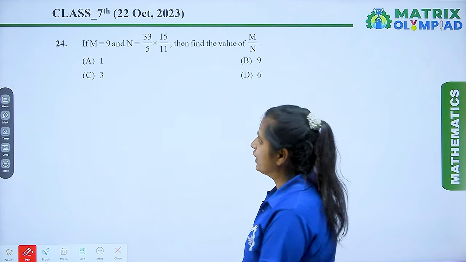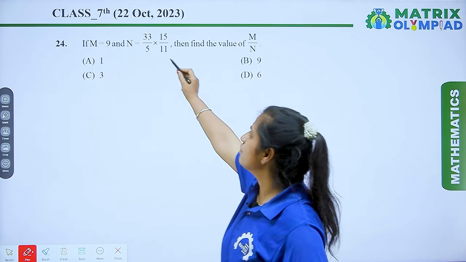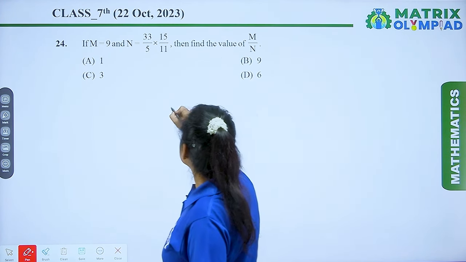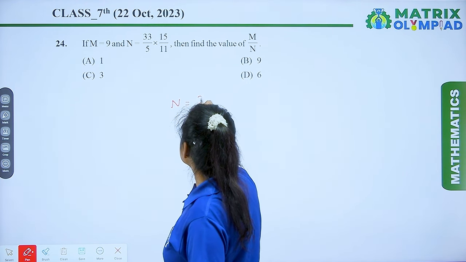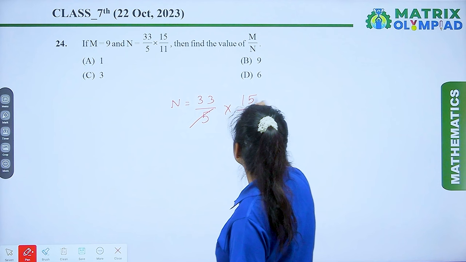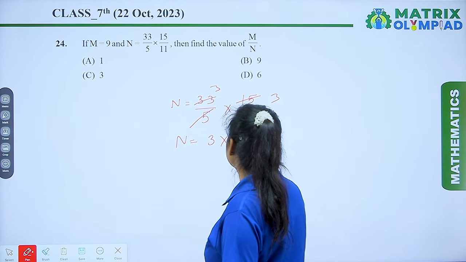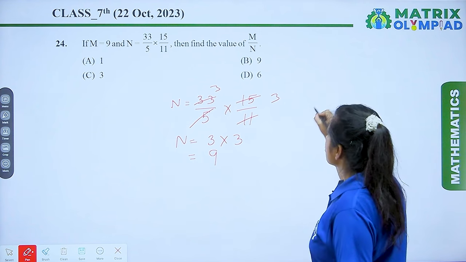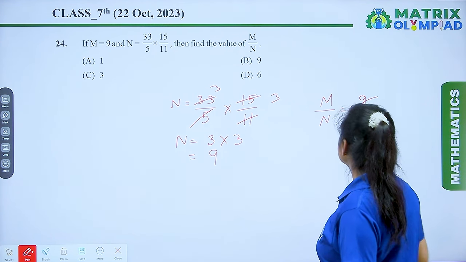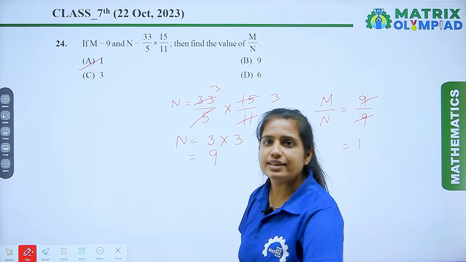Now the next question is question number 24. If m is equal to 9 and n is equal to 33 upon 5 multiplied by 15 upon 11, then find the value of m upon n. So here let's find out the value of n first. 33 upon 5 multiplied by 15 upon 11. So, the value of n is 3 multiplied by 3, that is equal to 9. So, m upon n is equal to 9 upon 9, that is 1. So, the value of m upon n is 1, that is option A. So, the correct answer is A.